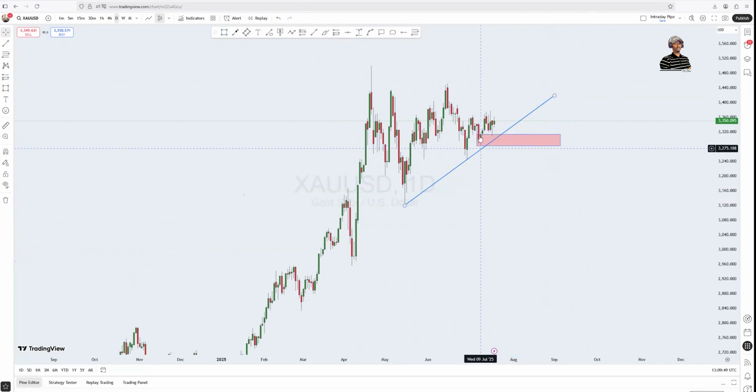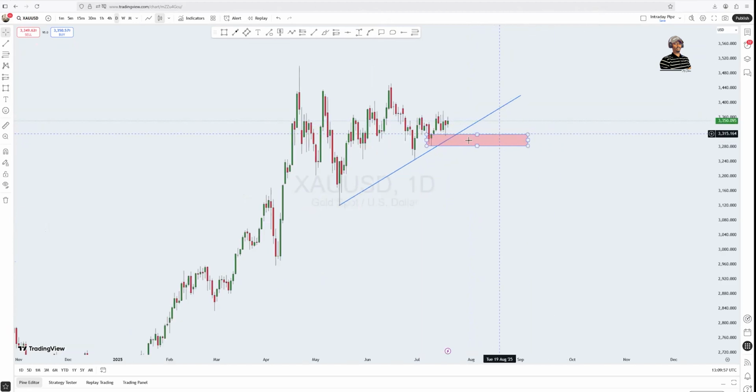This is on the daily, and we did see price take out this structure high, and there was a grab into that demand zone. Of course, Friday closed bullish, signaling that there is a possibility of price to push bullish.